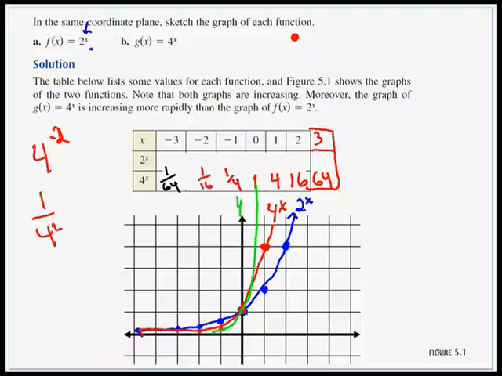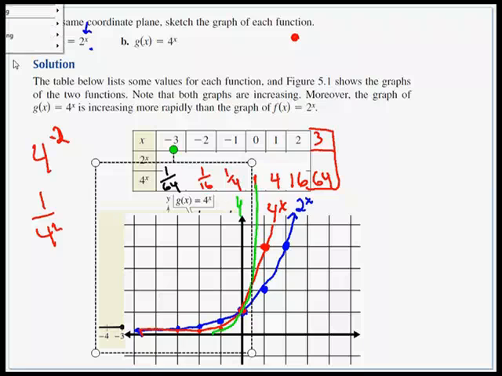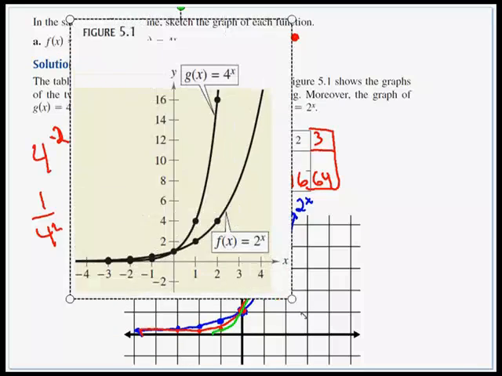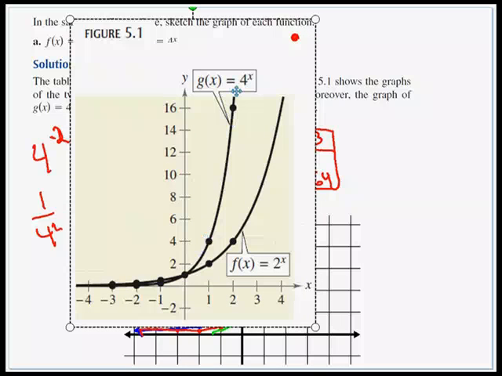And let's see, I got a picture down here. This is probably the book's picture. Yeah, there we go. So there's the graph, and of course you can see that the 4 to the x goes up much steeper, much quicker than the 2 to the x graph. They cross at the same y-intercept, and then they're both heading for the x-axis to the left as they head off toward negative infinity.